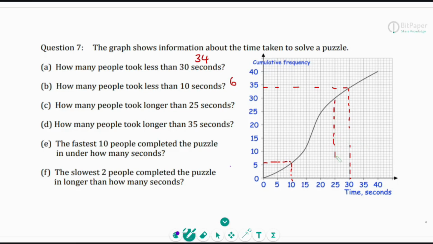How many people took longer than 25 seconds? Let's just go to 25 seconds here. Right, now, less than 25 seconds would be this part of your chart. So more than is this part of your chart here. So can you see it between those values? So it would be 10 people.